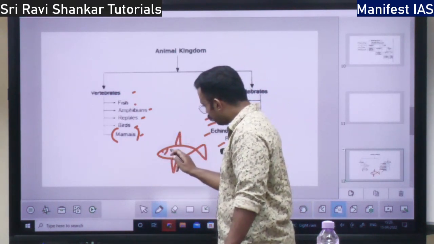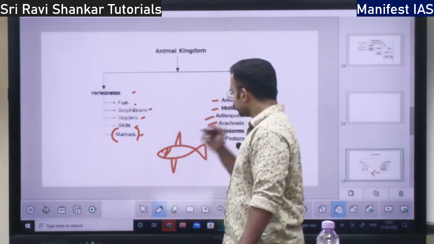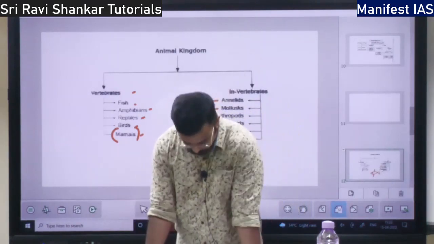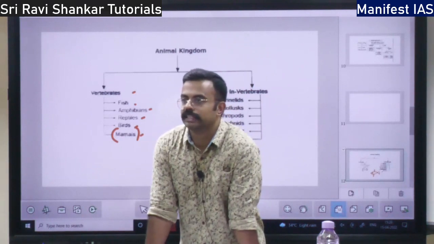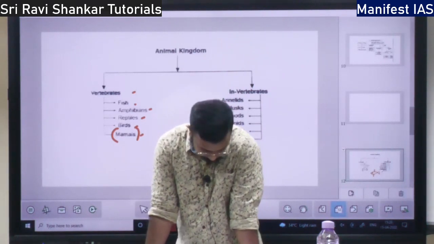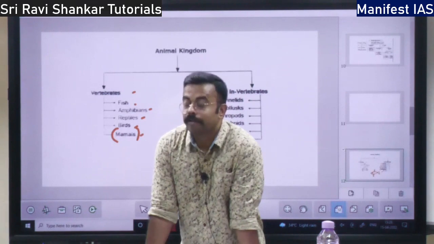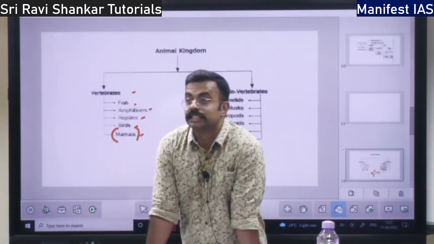So here somewhere you have gills like this, right? So that is the gills from which they are going to respire. They respire dissolved oxygen in the water, 0.01% of oxygen. Fish have scales and fins.